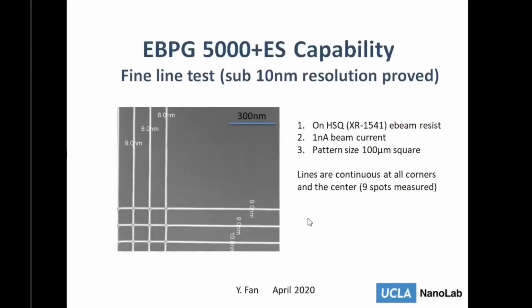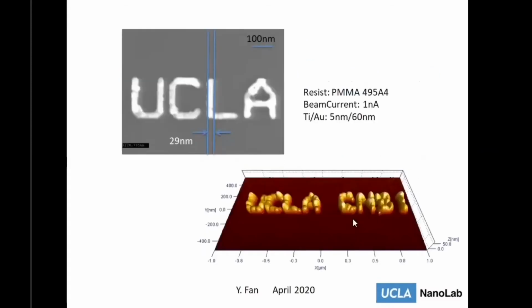This is based on HSQ. It's an image resolution example. Here we have different spots on the sample, and we continuously get sub-10, 8 or 9 nanometer resolution. And here is what we did with the e-beam at 1 nanoampere: we write the sample and then deposit a thin layer of gold on top. After that, you can see the 30 nanometer resolution.